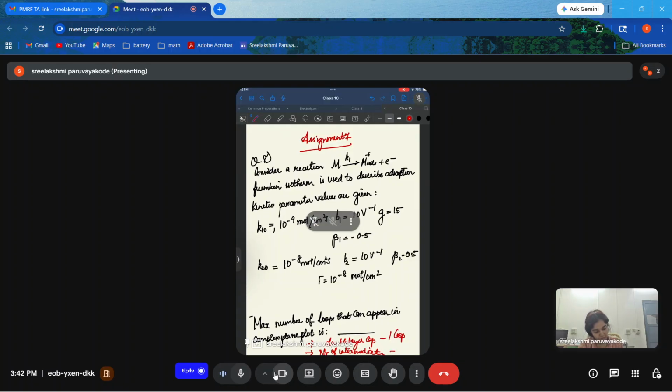So here you have M becoming MHR plus electron. Okay, there is one more step after that, MHR plus, I forgot to write, M solution plus electron. So two steps and you have only one adsorbed intermediate. So the maximum number of loops is the sum of these two. So the answer is 2. You can have two loops. You can also get one loop if the values are very close to each other. When you're plotting, you will see only a single loop. So that is also possible. So the maximum number of loops is two.